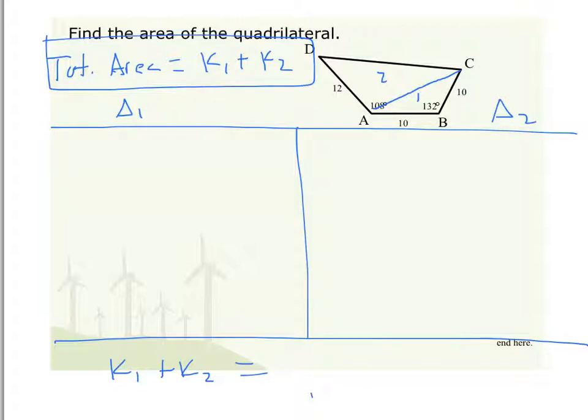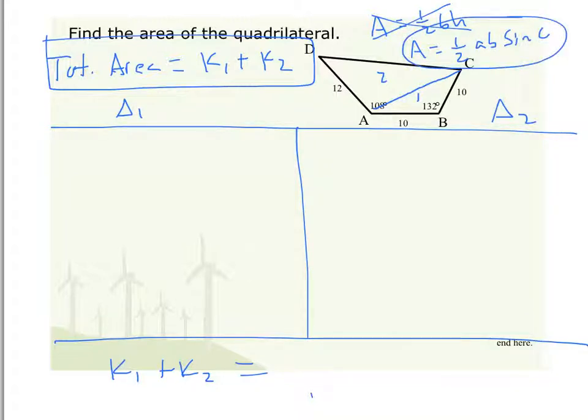Now what we should be thinking, and I know it's been a little while, but area of a triangle, we have 2 options. We have 1/2 base times height. That's not going to work here. We don't have the height of either one of these triangles. The other alternate formula we came up with was 1/2 AB sine C. We should be thinking of using this formula for both of these triangles. But remember, it requires that we know side angle side. We have to have 2 sides and an angle in between.